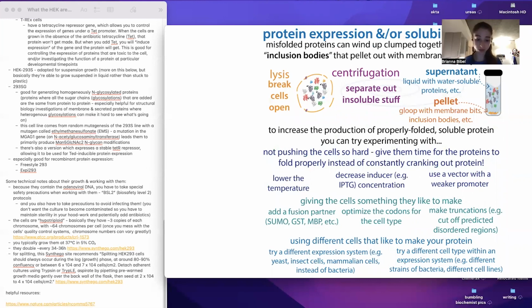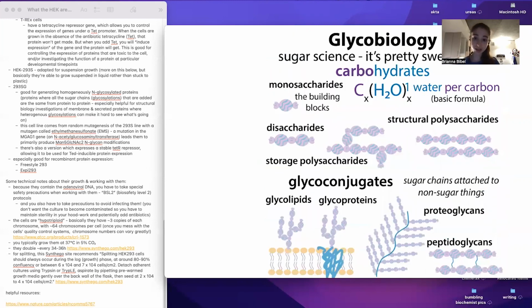They might need post-translational modifications, things like phosphorylation or glycosylation, so the addition of sugar chains. And bacteria and yeast and insect cells might not have this machinery. If you want to make a protein that has modifications, insect cells can be good because they're more similar to human cells than bacteria, but they have slightly different versions of the modifiers. So you might get different modifications.